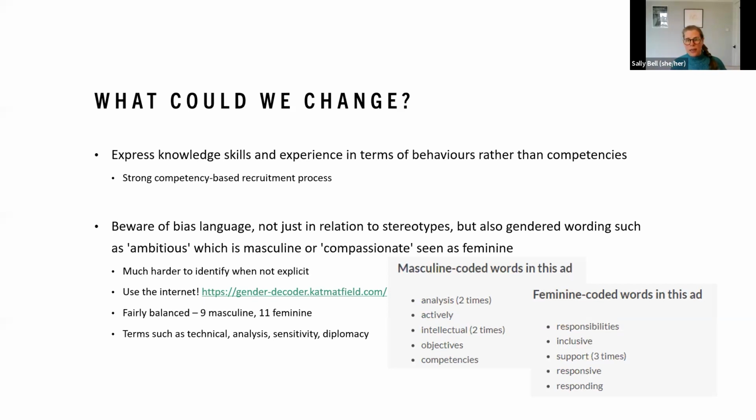But honestly, using that Gender Decoder tool is really fascinating. And I think it is something that will inform my own document creation in future, not even just job descriptions, but just being aware of where my natural communication lies.